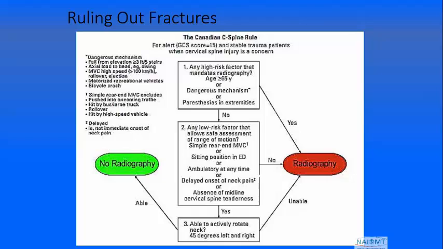Was it a simple motor vehicle accident? Can they assume a sitting position in the emergency department? And have they walked at any time since the trauma?